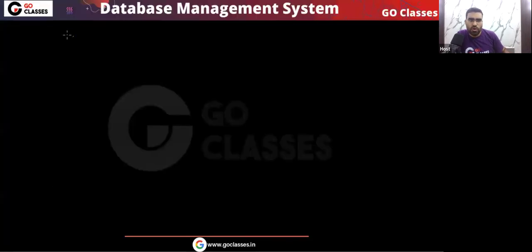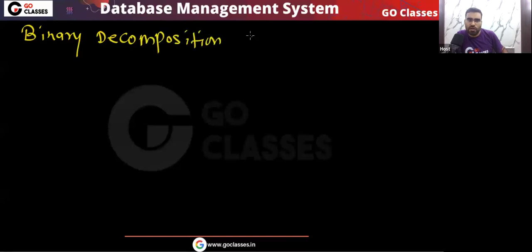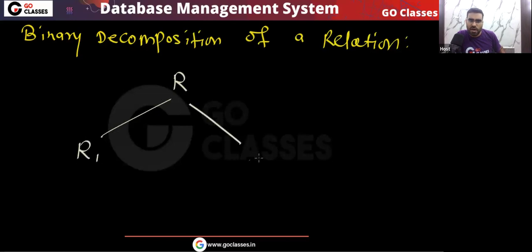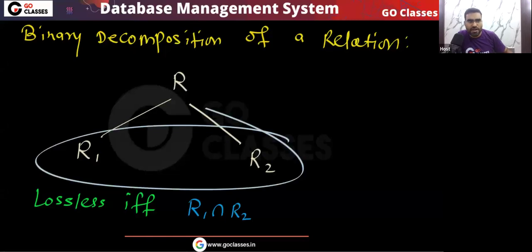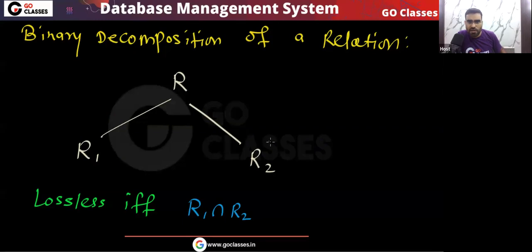Okay, see, we already know that whenever we do binary decomposition of a relation, if you have a relation R and you are doing binary decomposition into R1 and R2, then remember this binary decomposition will be lossless. When can I say this decomposition will be lossless? This decomposition will be lossless if and only if the common part, the intersection of R1 and R2, the common set of attributes, is a super key either in R1 or in R2.